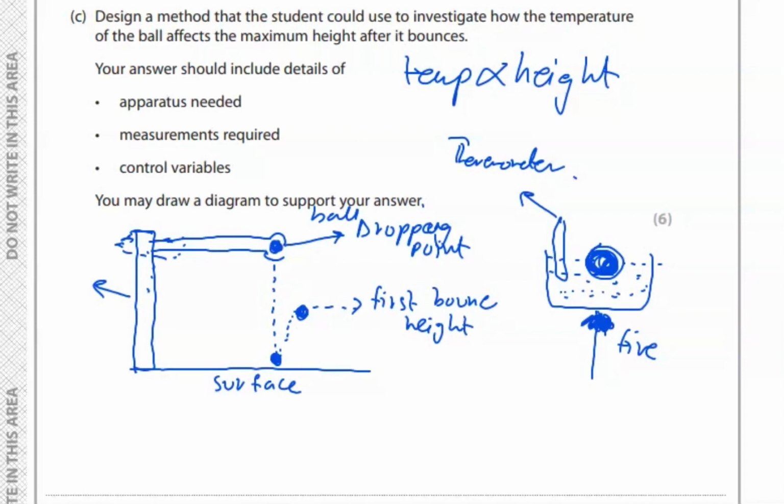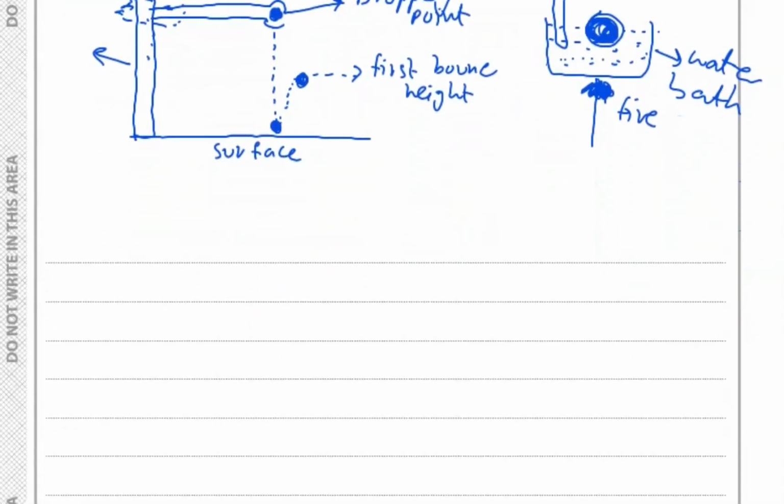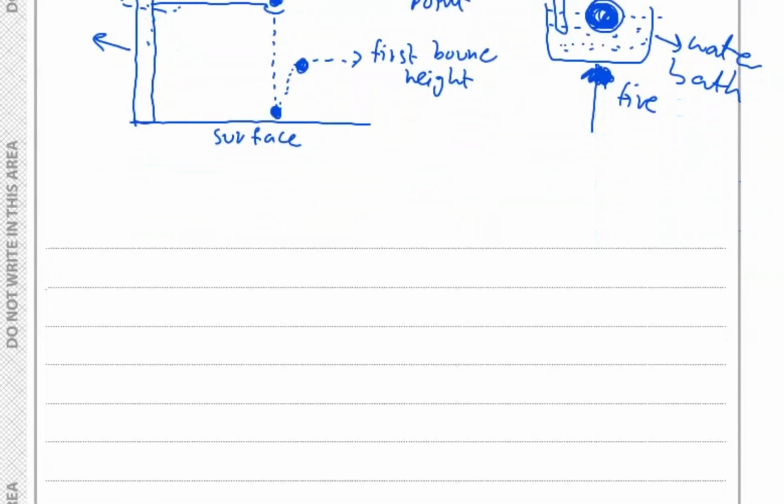I need a squash ball. I need a water bath setup. This is my water bath, and this is my squash ball. I need a thermometer in order to maintain the temperature. Okay, so let's start writing what we are going to do here. I think you will get it. With the help of this figure, let me start writing it.